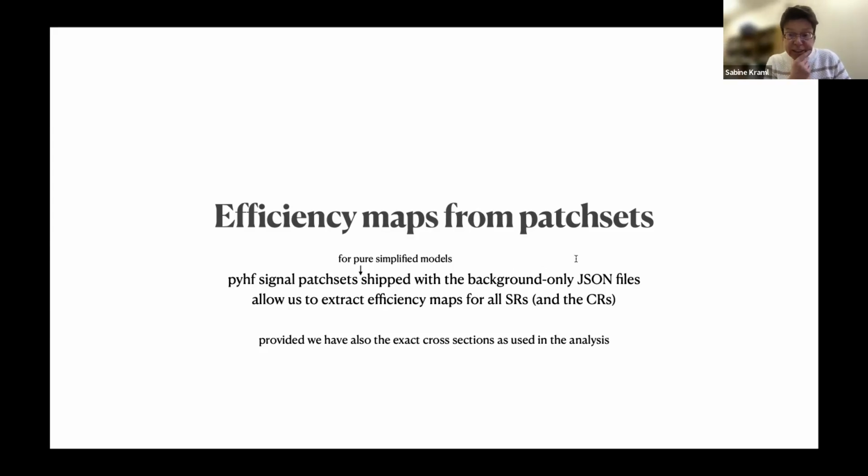But another use that we make from PyHF related material that's provided by ATLAS is that we sometimes extract efficiency maps from the patch sets. So these patch sets that are shipped with the background-only JSON files on HEPData allow us to extract these acceptance times efficiency values for all signal regions. They're not always provided as auxiliary material in the original publications. And besides, you can also extract them for the control regions. So that's something that's rather useful.